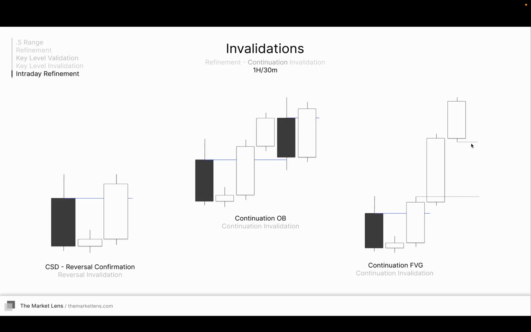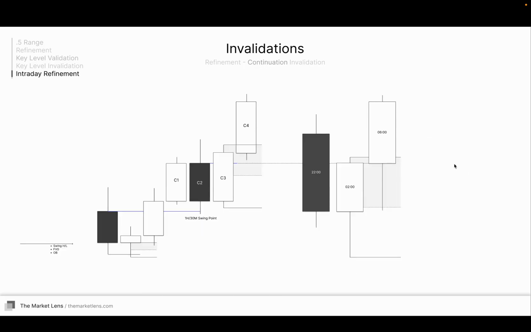Because if these fail, then obviously that would be your invalidation for continuation, right? Because one thing we know about expansion is we wouldn't want to see price retrace super deep back in the range, right? So this fair value gap needs to hold, right? And this also becomes your invalidation for 4 hour candles, right? Because let's say this is your initial key level to form the low of the day. You can trade it, right?